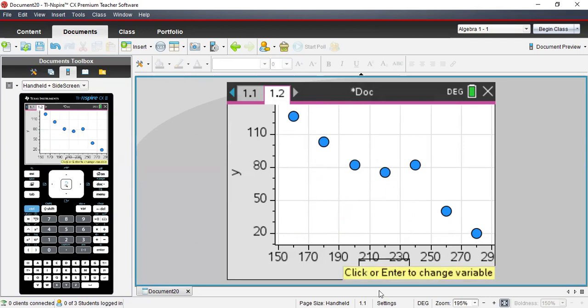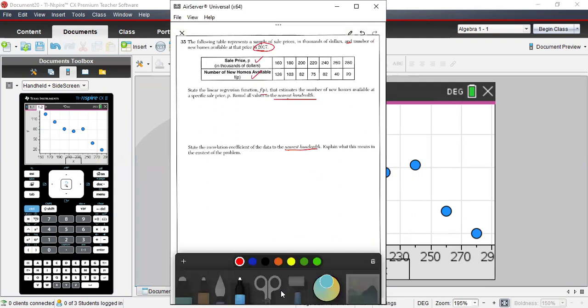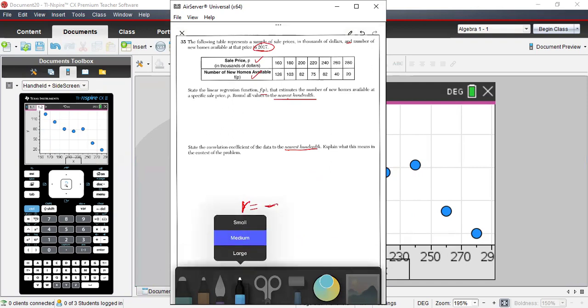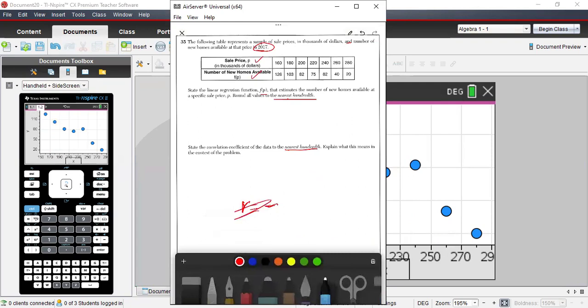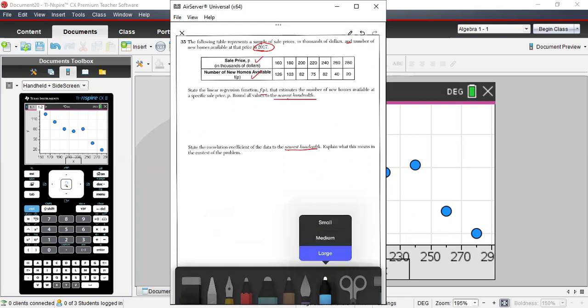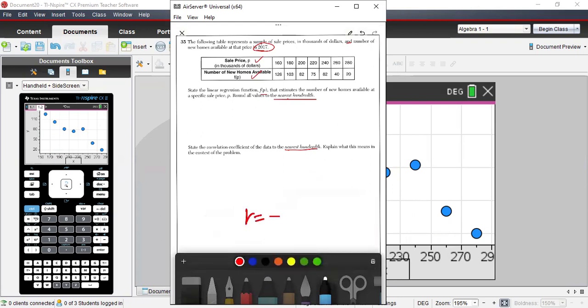Now, as soon as I see that, I didn't say that earlier, I know that the correlation is going to be R equals, and it's going to have a negative. Now, I don't know exactly what the number is going to be, but I know it's going to be negative. Let me write that again. That's a little messed up. So it's going to be R equals a negative, and then we're going to calculate that in a little bit.